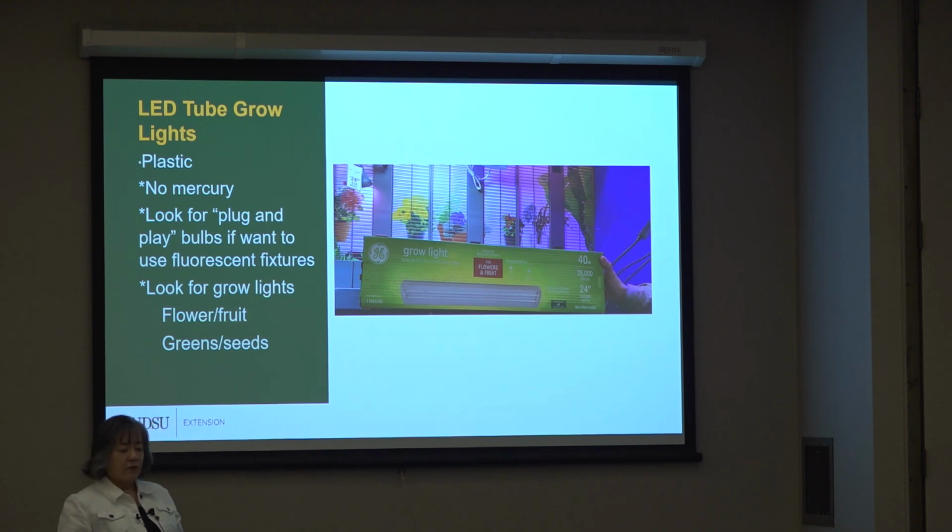When you go and look for LED tube grow lights, you'll notice that they are marked with 2 different categories. Some are meant for flowers or fruiting, and what that means is there's going to be more red light and it's going to be higher intensity, which is necessary to assist with flowering and fruiting. If you need lesser amounts of light, you would look for lights that are labeled greens or seeds.